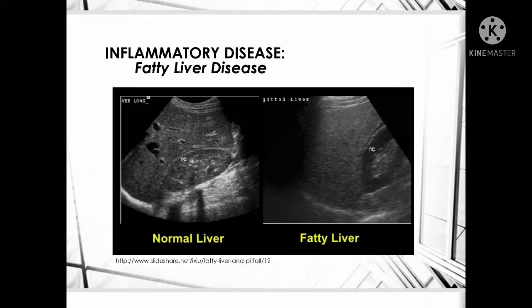Next is an ultrasound image comparing a normal to fatty liver. In a normal liver, its echogenicity is equal to or minimally exceeds that of the renal cortex or spleen. Intrahepatic vessels are sharply demarcated and the posterior aspects of the liver are well depicted. While in fatty liver, the liver's echogenicity exceeds that of renal cortex and spleen. There's also a poor delineation of the intrahepatic architecture and loss of definition of the diaphragm.